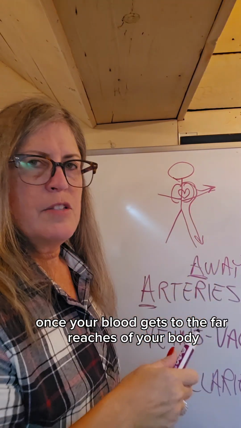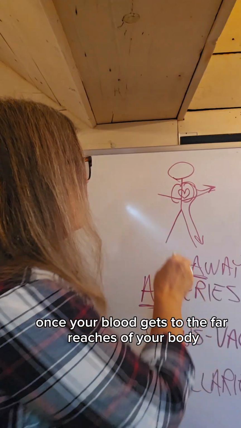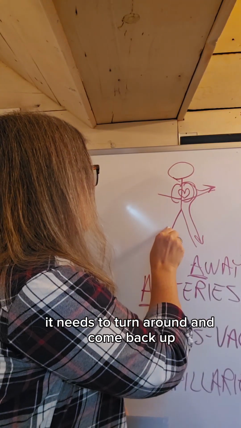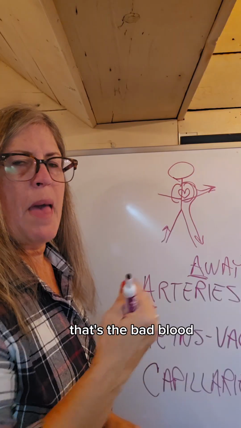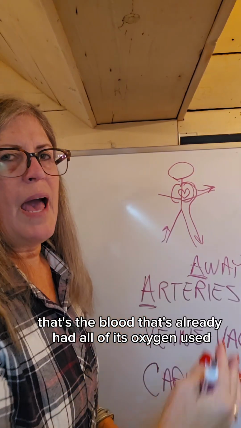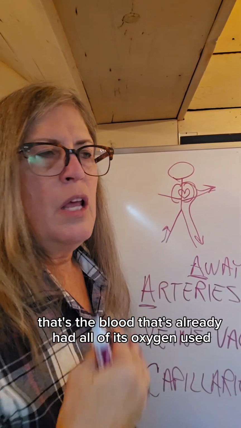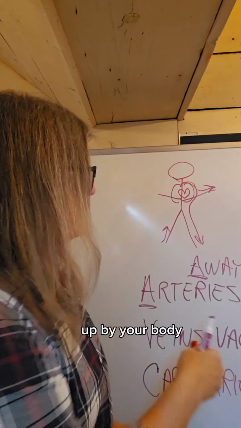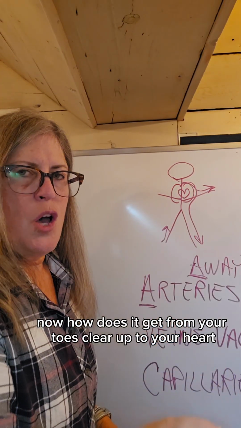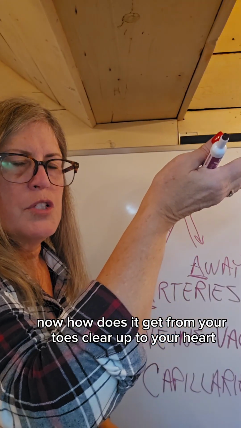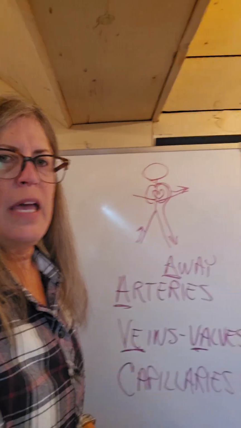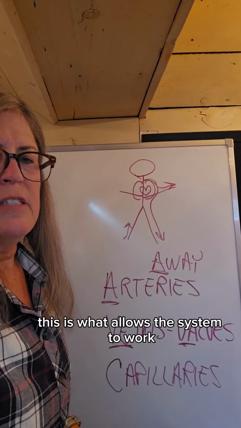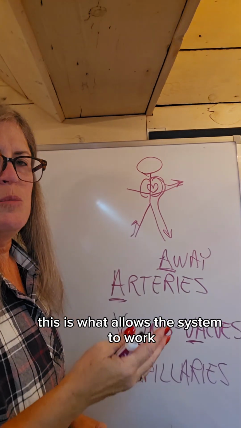Once your blood gets to the far reaches of your body, it needs to turn around and come back up. That is through the veins. That's the bad blood. That's the blood that's already had all of its oxygen used up by your body. Now, how does it get from your toes clear up to your heart? Veins have valves. So veins have valves. This is what allows the system to work.